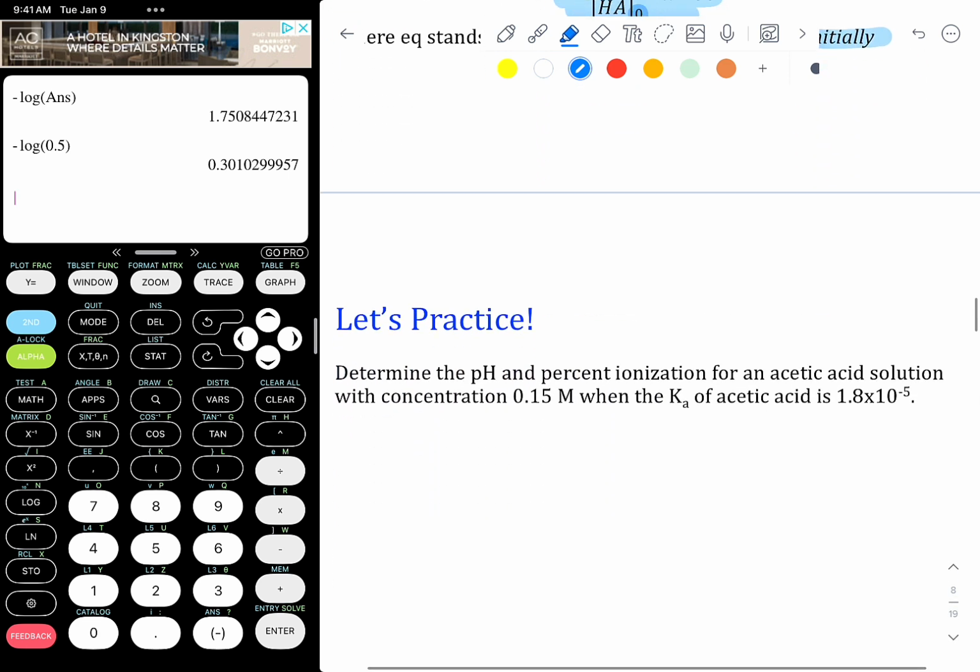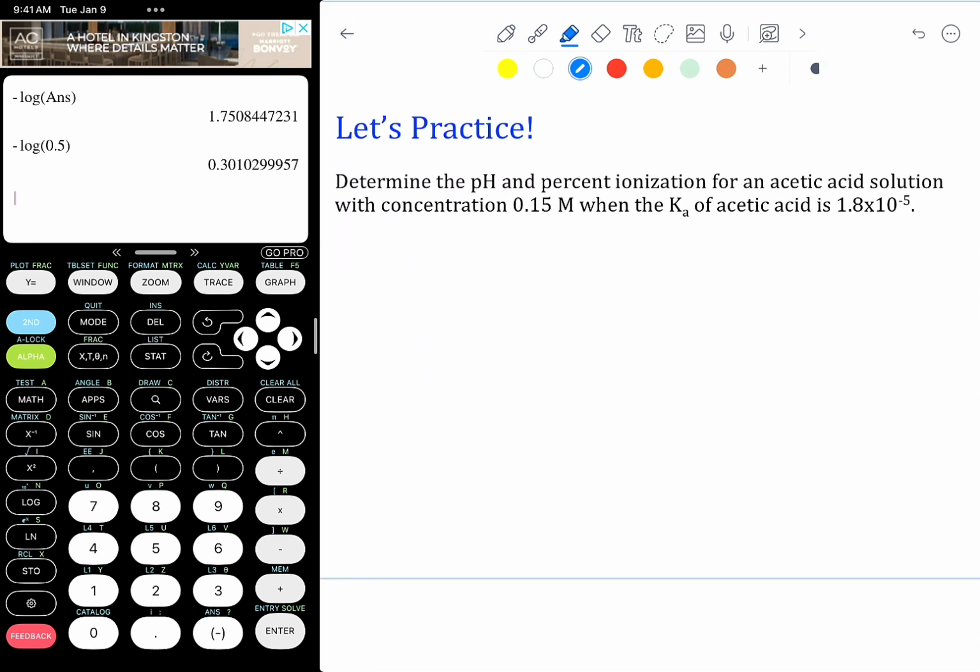So let's practice that. Here we want to determine the pH and the percent ionization for an acetic acid solution with a concentration of 0.15 molar when the Ka of acetic acid is 1.8 times 10 to the minus 5. So acetic acid is not one of our strong acids, therefore we're going to have to do an ICE table because it's an equilibrium. Now the nice thing about weak acids and weak bases is their ionization looks the exact same no matter what weak acid you're doing.